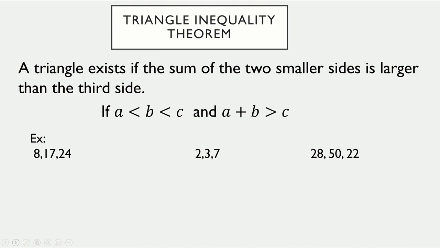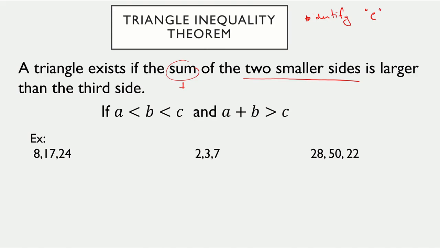So the triangle inequality theorem states that a triangle is only going to exist if the sum, that means you add them, of the two smaller sides is larger than the third side. So we have three numbers. We have to identify your C value, because that's the only one we're really worried about, because the other two are going to be smaller and we're going to add them. So it doesn't matter the order we add them in, as long as we add the two smaller sides.